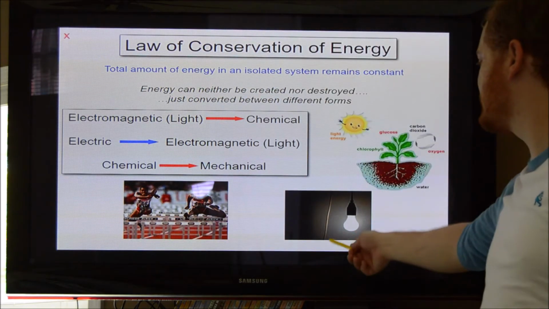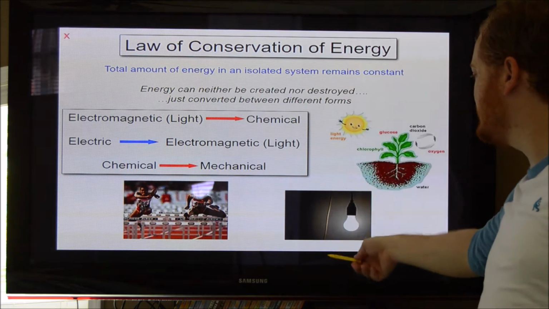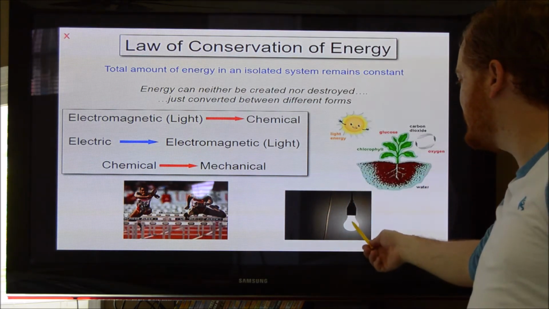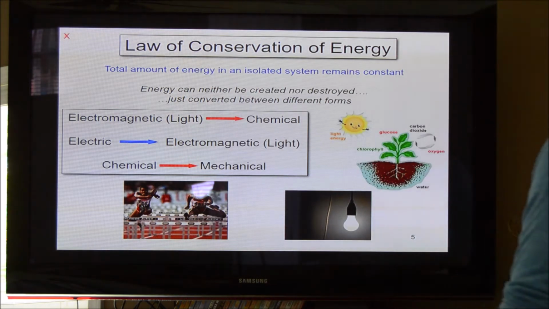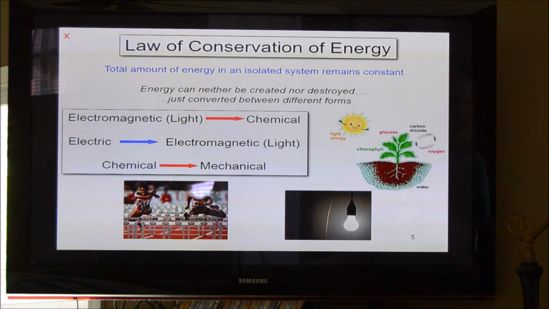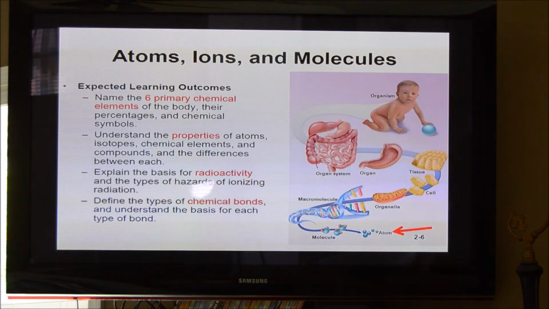And the comment here is that you've got electrical energy coming in, turning into radiant energy, and if you grab that light bulb, it's going to feel warm. So there's a little bit of loss of heat. So energy is neither created nor destroyed. It simply changes form. Good. All right, atoms, ions, and molecules.